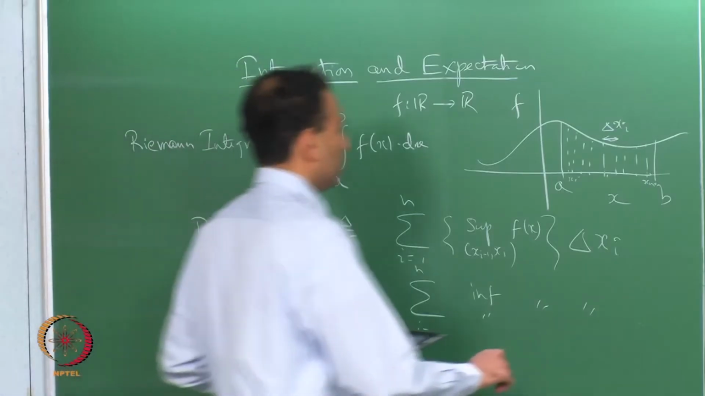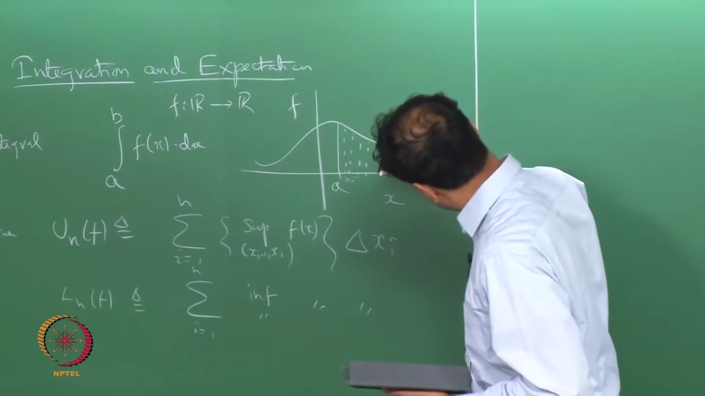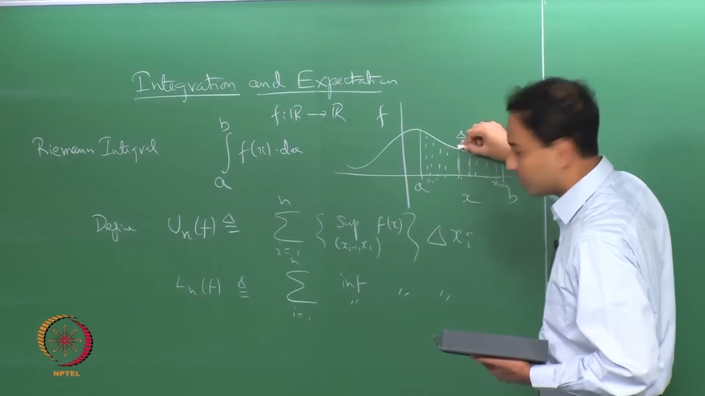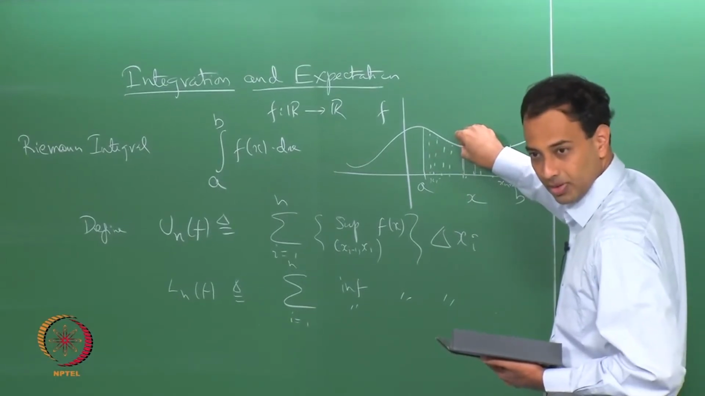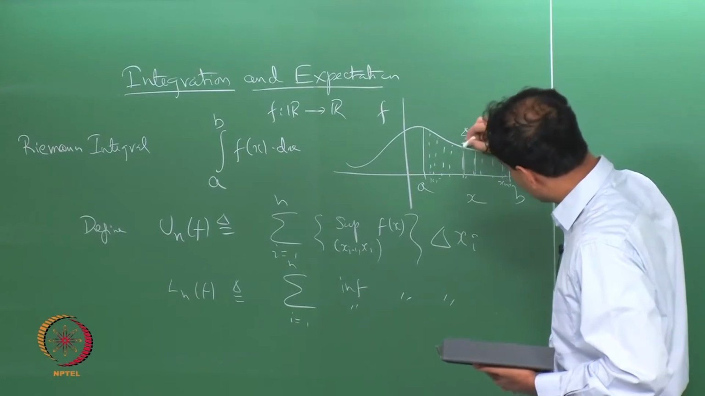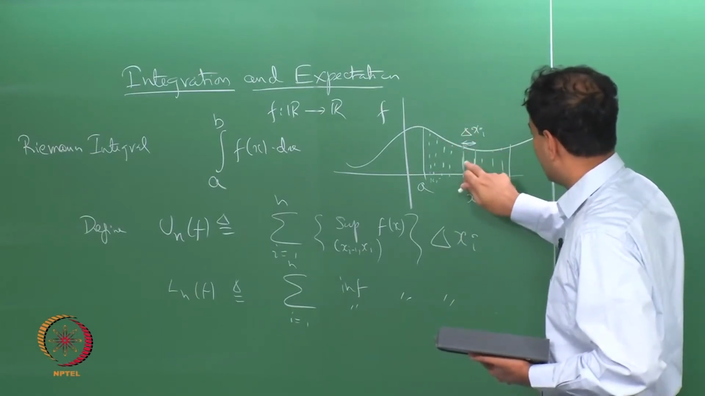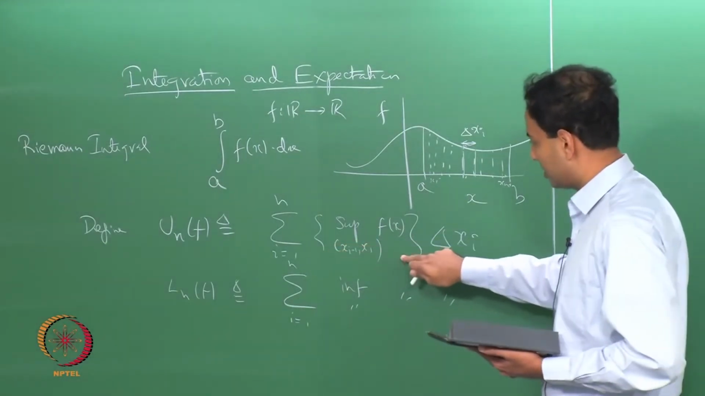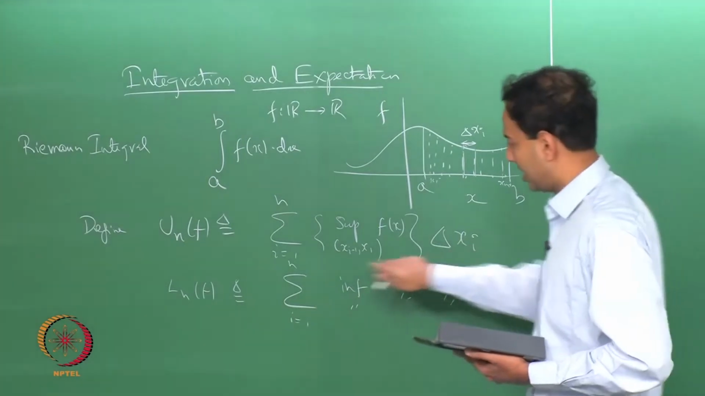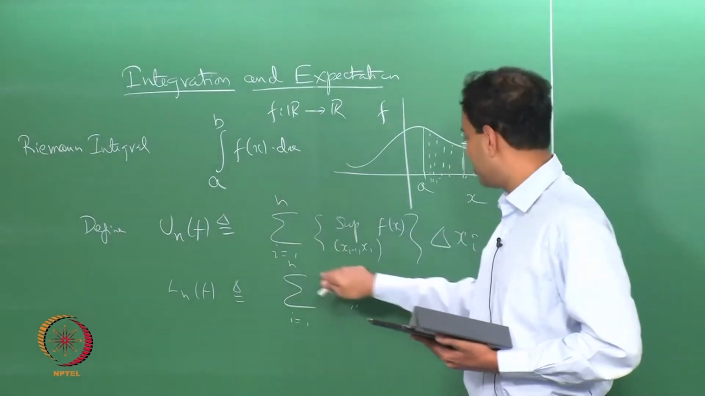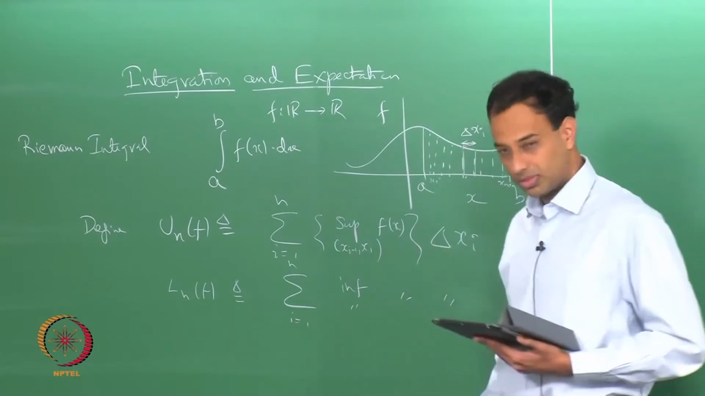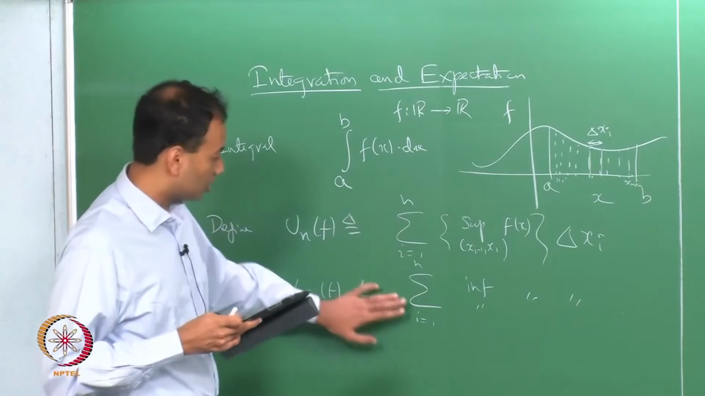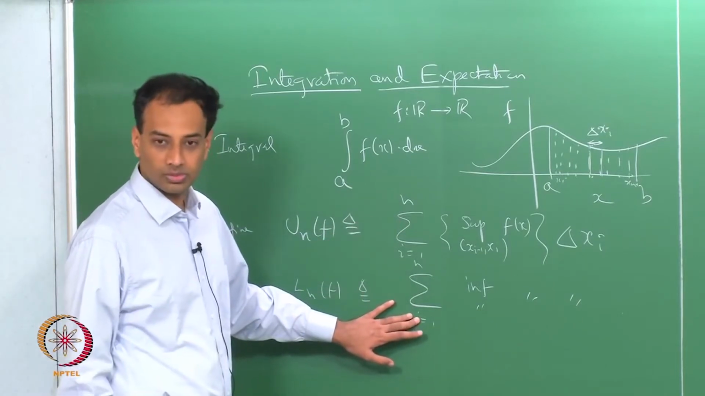So, essentially what you are doing is if you consider a particular delta x i interval, you consider the supremum of all the values taken by the function in that little interval, right, the biggest value. So, in this case it is here, and then for each such delta x i interval you consider this and multiply it with delta x i and sum it over i equals 1 to n. Similarly, for the infimum, right, this sum is called the upper Riemann sum, this is called the lower Riemann sum. Okay.